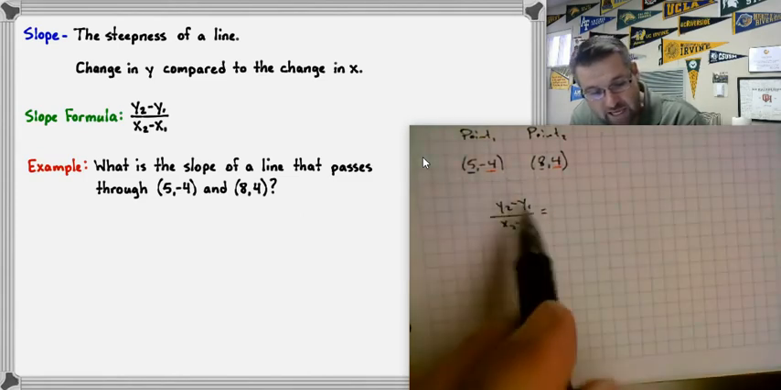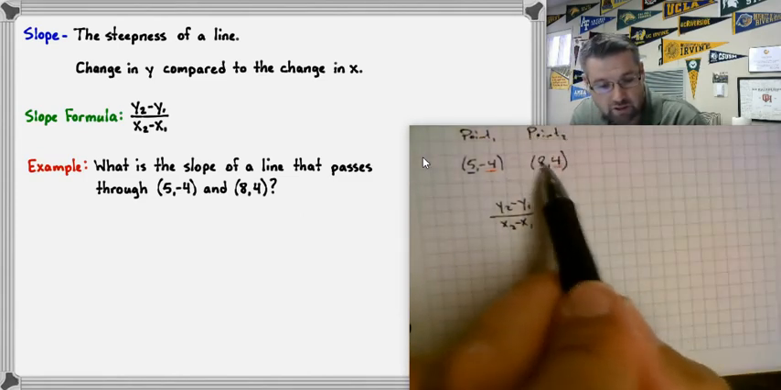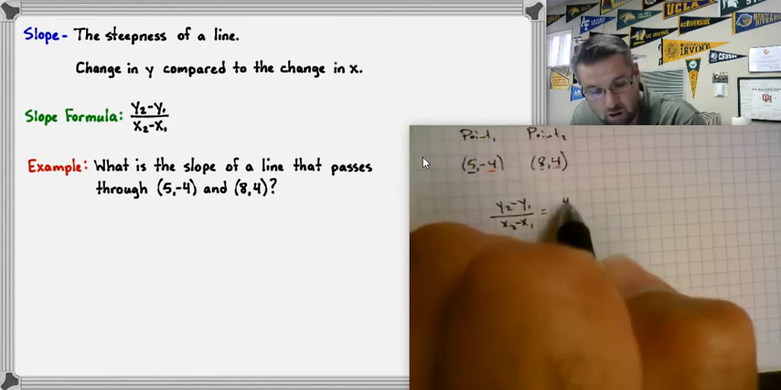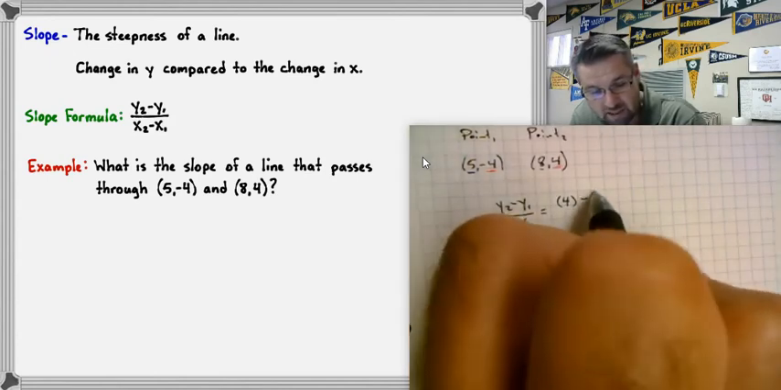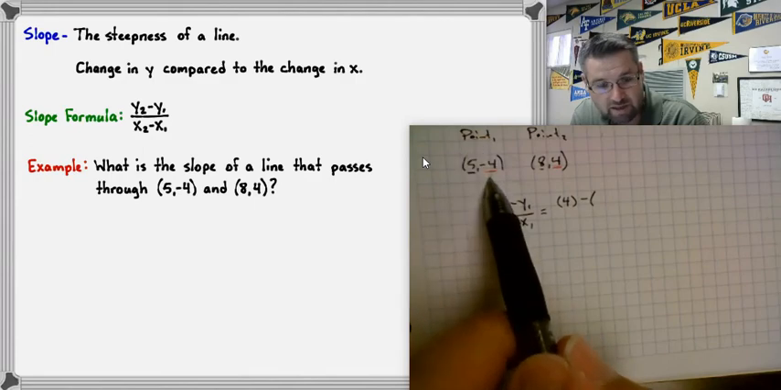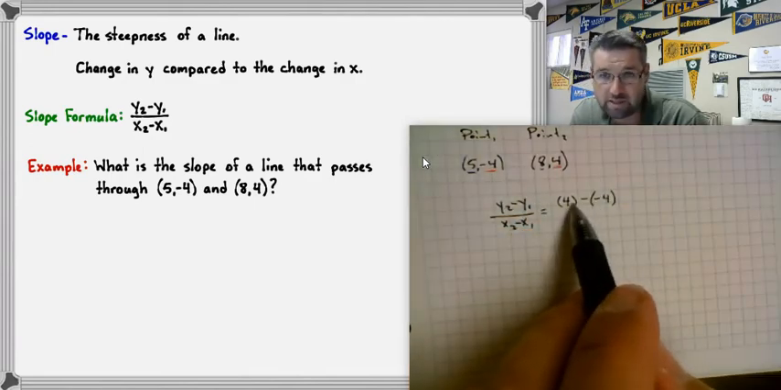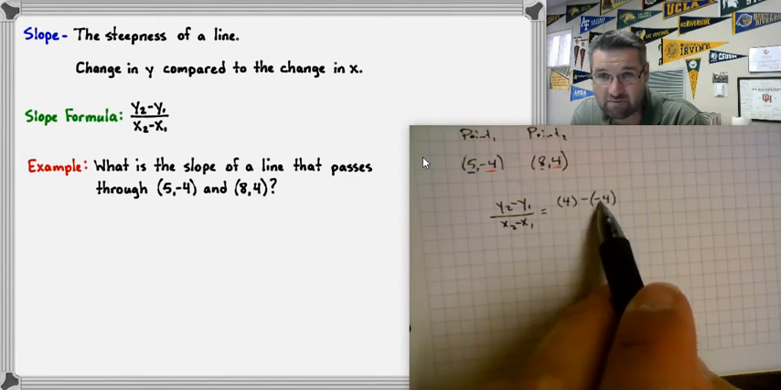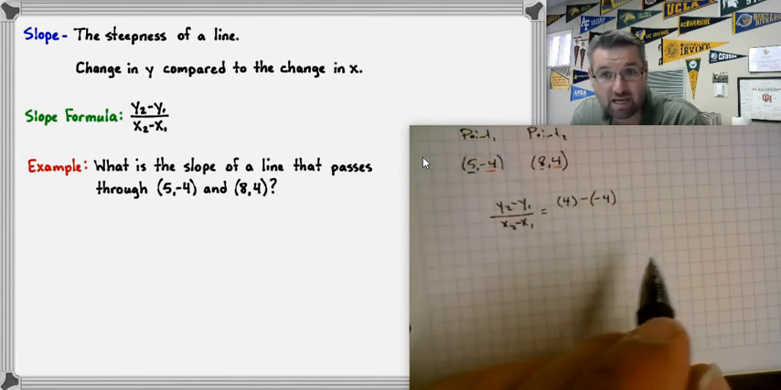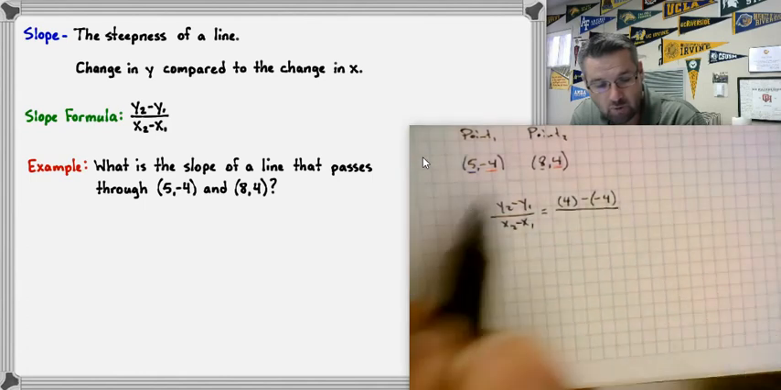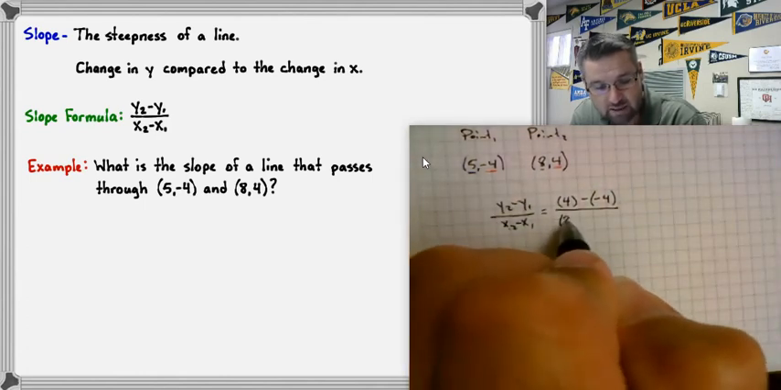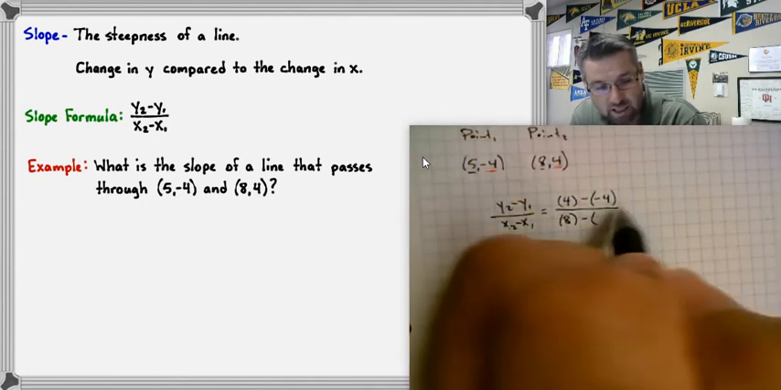So what is my y2? Well, this is my point 2, and that's the y value. So it's 4, and I'm going to put that in parentheses, minus, what's my y1? That's point 1, and that's the y value for it, minus negative 4. You can see the importance of putting parentheses here because I have a minus and negative. If you don't put the parentheses, you might forget a negative sign somewhere. Over, what's my x2? My x2 is 8, minus my x1 is 5.